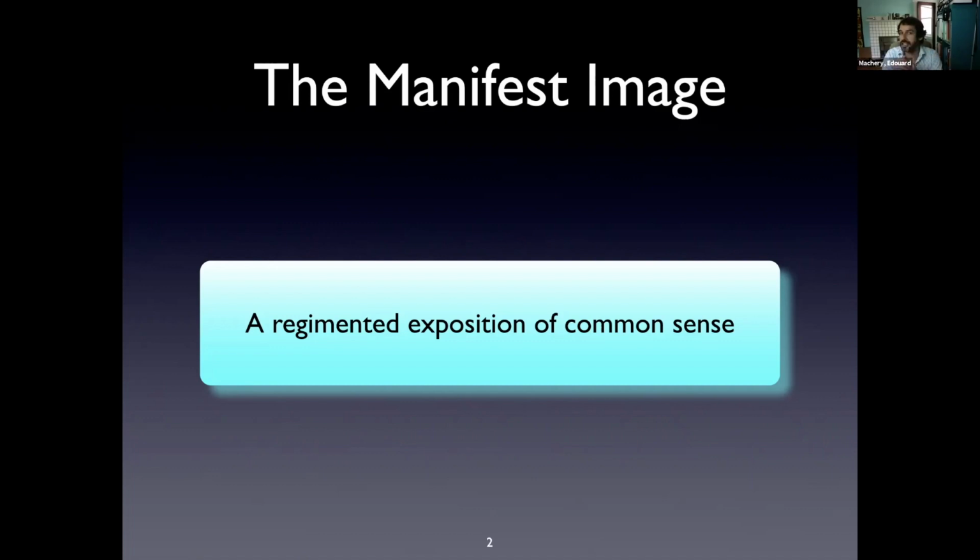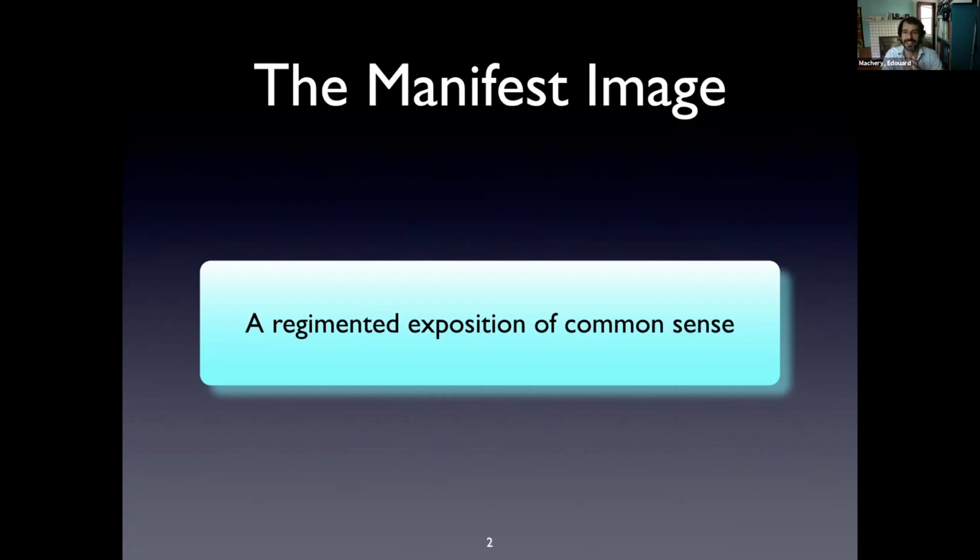It need not be invariant across cultures or space and time. So that means it might be historically influenced, it might be influenced by culture. So there's more than one manifest image on my view. Yet another aspect in which that's not quite what Sellars had in mind. It also can be influenced by science.